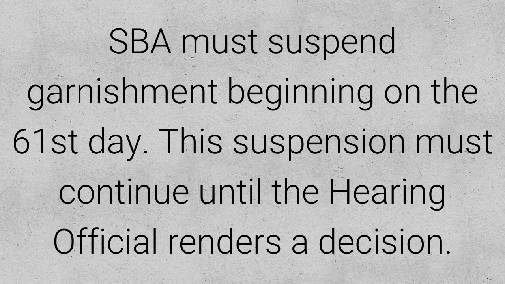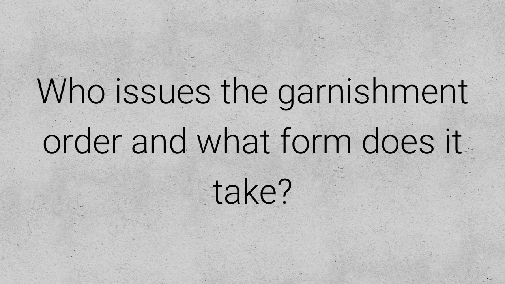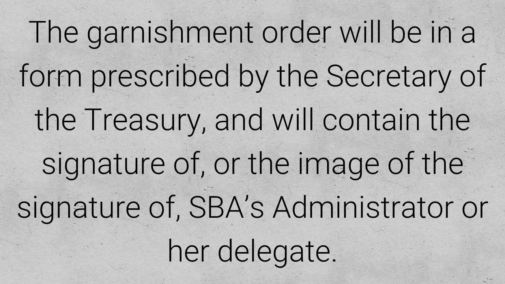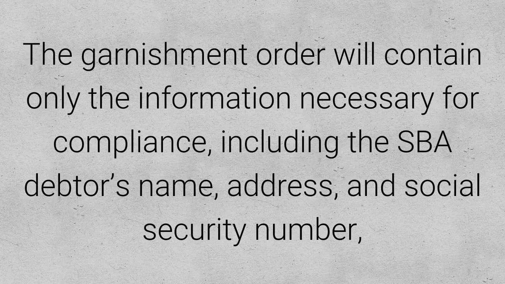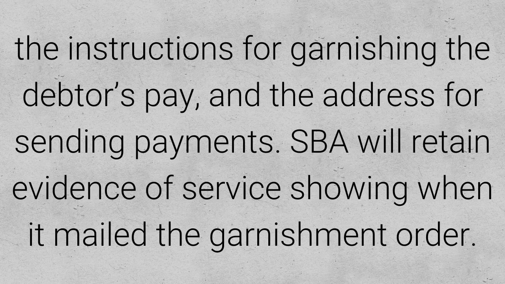How long does it take for a hearing official or administrative law judge to make a decision once a hearing is held? The hearing official must render a written decision within 60 days of the date on which the debtor's request for a hearing was received. If the hearing official's decision is not rendered within that time, and SBA had previously issued a garnishment order, SBA must suspend garnishment beginning on the 61st day. This suspension must continue until the hearing official renders a decision.